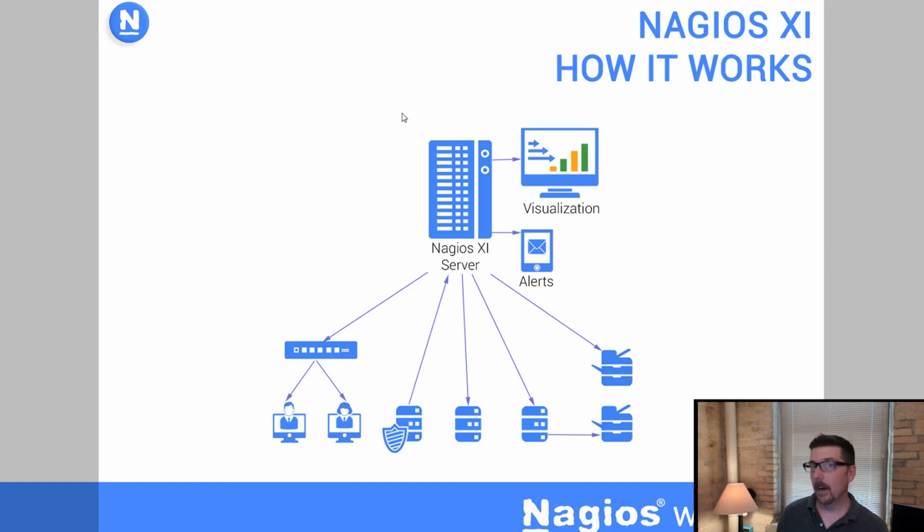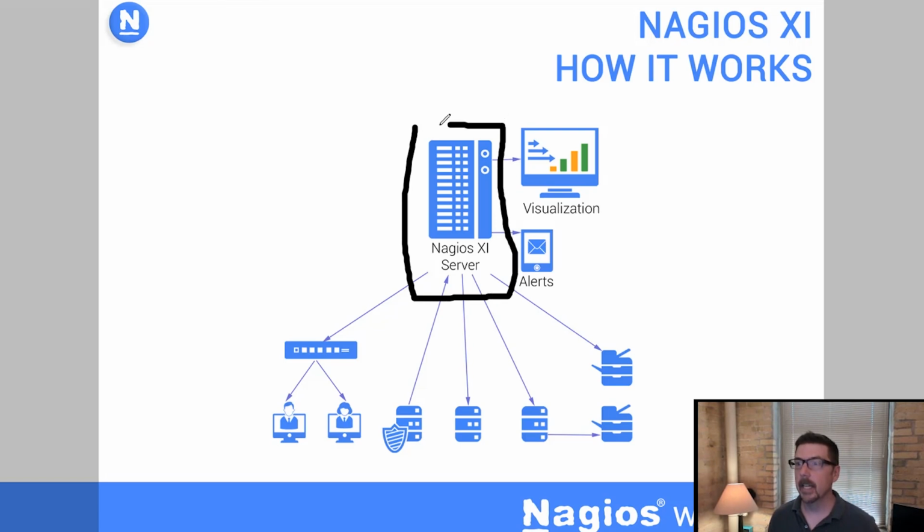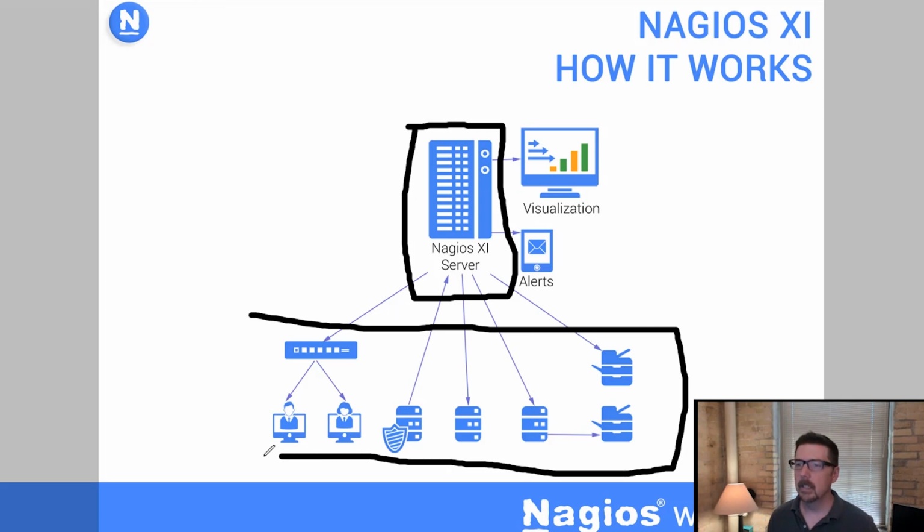Okay, so here we are, and we're talking about how Nagios XI works. So in this diagram, we have got our Nagios XI server right here in the center. We have got our network out here. And then off to the side, we've got alerting functions and visualization functions. So we're going to use Nagios XI to monitor these things in our network. How are we going to do that? How does Nagios XI talk to them? How does it know what's going on there? Well, there's 2 ways that we can do that. We can either use an agent or we can use a native protocol.